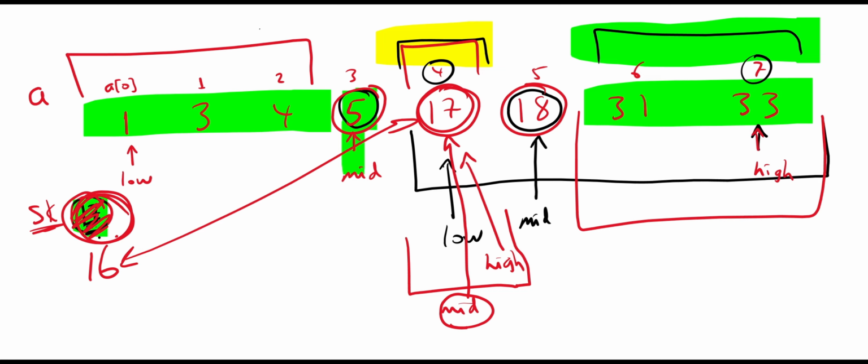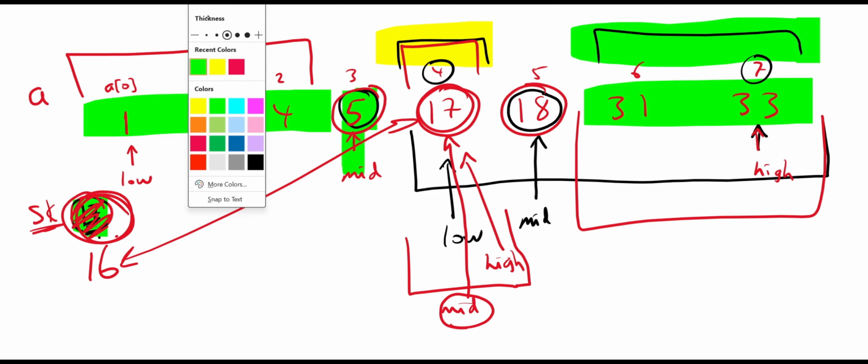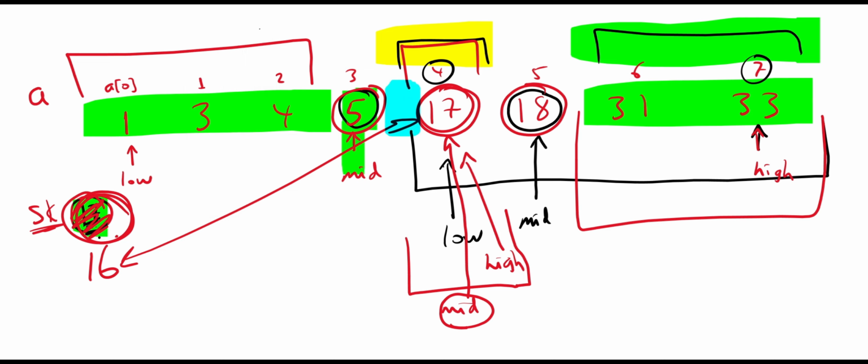So we need to move high. Actually, we need to compare 16 with 17, and 16 is less than 17. So if it is less than 17, then we need to check this part. But in this part, we do not have any value. So how does it happen? We continue to apply the regular step here. We say that high is equal to, we need to move high to here.